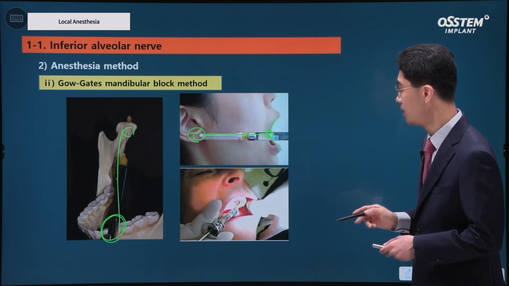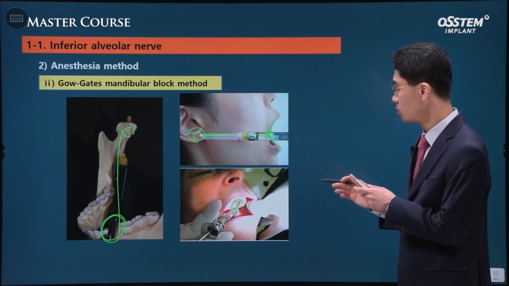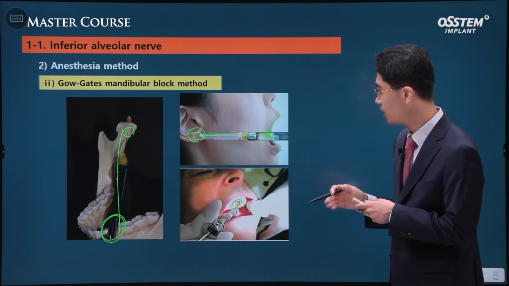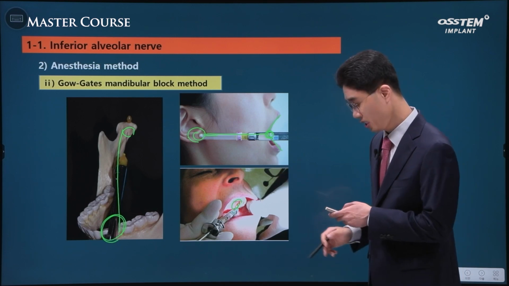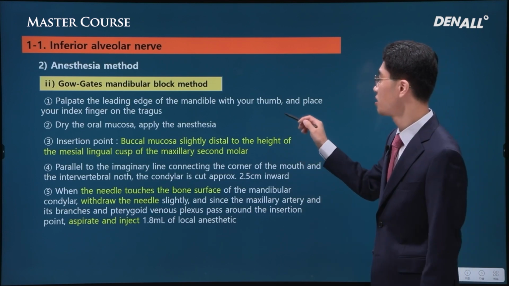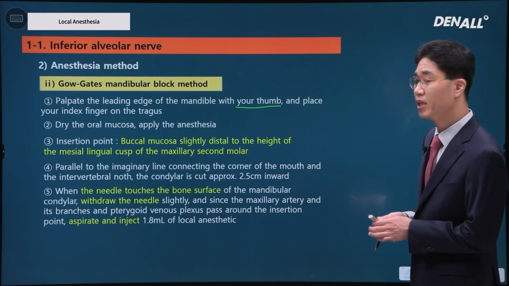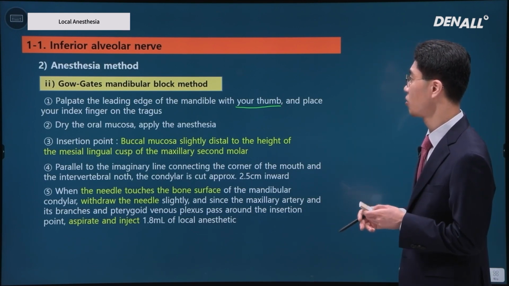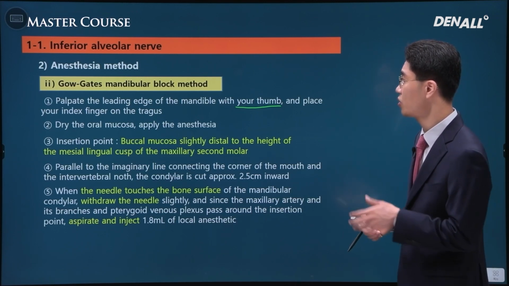The needle is inserted to the buccal mucosa slightly distal to the height of the mesiolingual cusp of the maxillary second molar. At this point, you need to palpate the leading edge of the mandible with your thumb and use rest of your fingers to support the tragus. You need to provide the support.